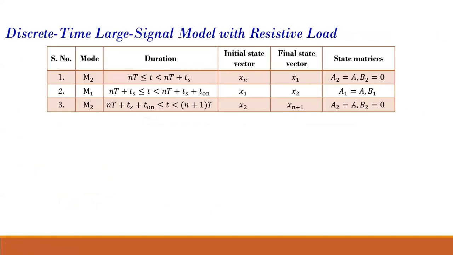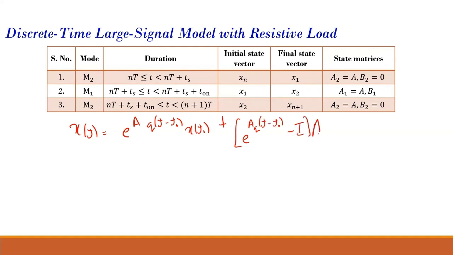So what I will do is, my x, this is the equation. We know the equation is x of t is equal to e raised to Aq into (t minus t0) into x of t0, plus e raised to Aq (t minus t0) minus I, into Aq inverse, into Bq, into u. This was the state space solution which I had shown in the earlier slide.